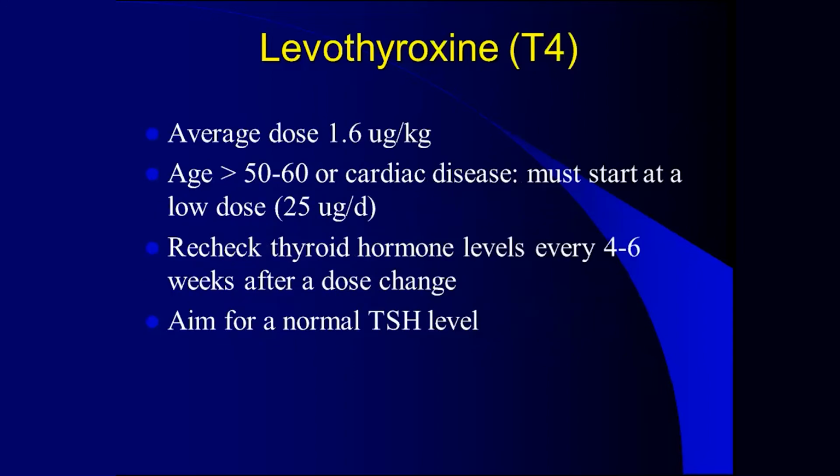The average dose is about 1.6 microgram per kg. But if you see patients who are more than 50 to 60 years old or have a pre-existing cardiac illness, you must always start with a low dose because T4 can also lead to atrial fibrillation and certain other cardiac disorders. And we need to recheck thyroid hormone levels every 4 to 6 weeks after a dose change. So whenever the dose of L-Thyroxine or Thyronorm has been changed, you need to recheck every 4 to 6 weeks. And the aim is to have a normal TSH level. Now, some people say that this normal level should ideally be below 2.5 and not between 2.5 and 5.